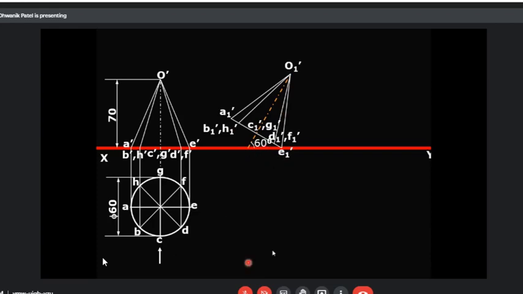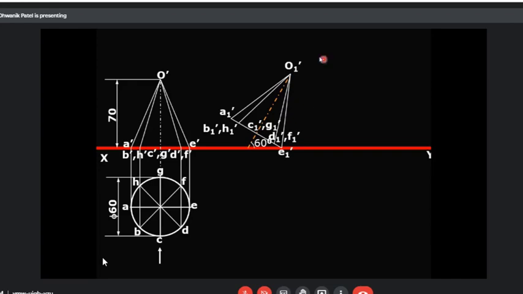Suppose you have difficulty drawing this part. So what will you do? What is the angle here? 60 degrees, right? Base and axis should be at 90 degrees. So what is the angle here? 30 degrees. So you will mark the E1 dash point, then draw one line at 30 degree angle, and then transfer the points. You can do this also.